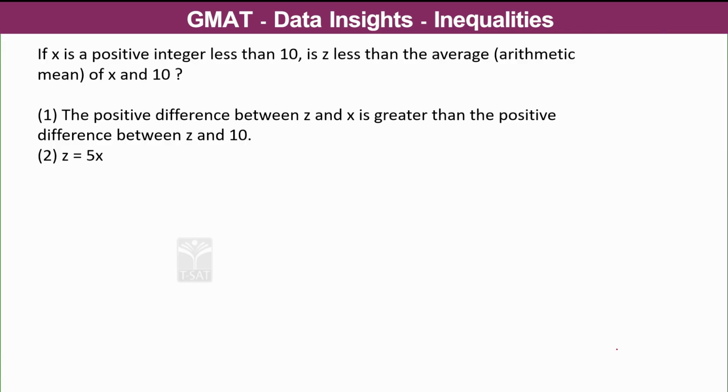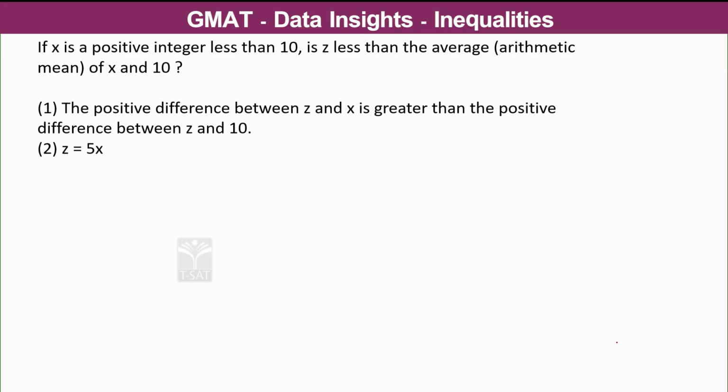If x is a positive integer less than 10, is z less than the average of x and 10? x is a positive integer that is less than 10. And the first statement is telling us the positive difference, that means the modulus of z minus x is greater than the positive difference of z and 10. So, modulus of z minus x is greater than modulus of z minus 10.